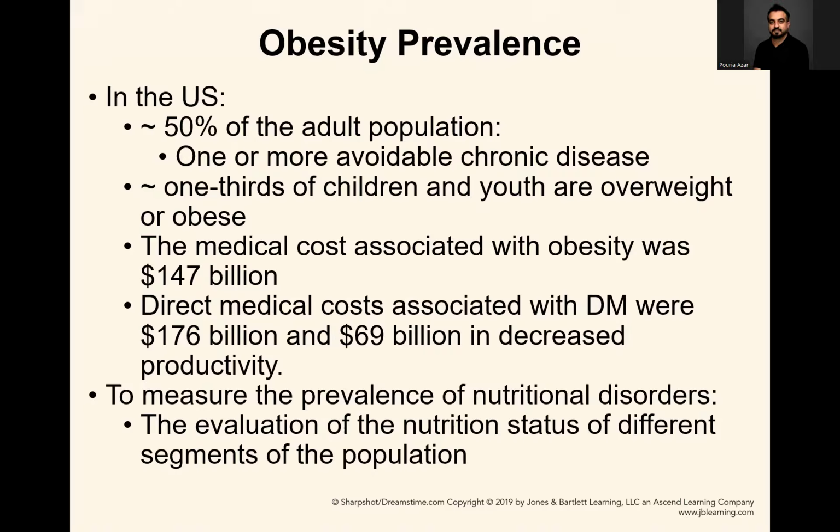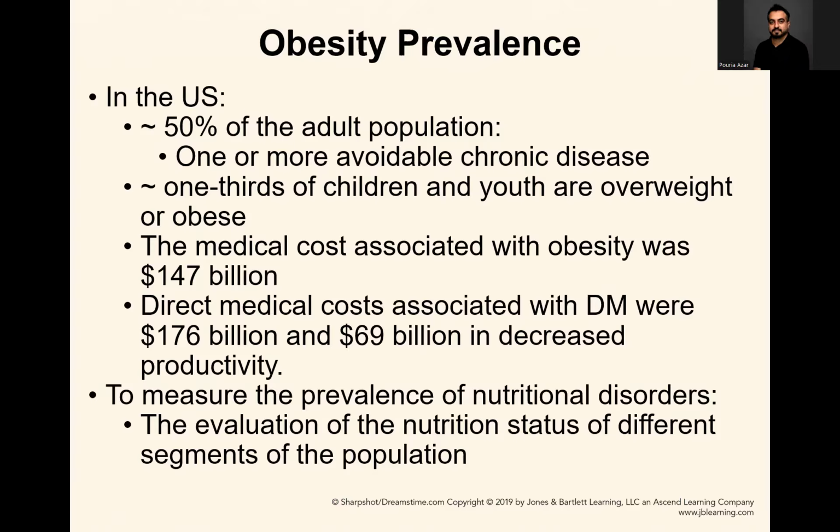So this slide is about obesity prevalence. You don't need to memorize these numbers, but it's good to know because these numbers are huge and it is worth mentioning here. So in the US, unfortunately, and this is a very great prevalence, approximately 50% of the adult population are obese. One third of children and youth are overweight or obese in the US.